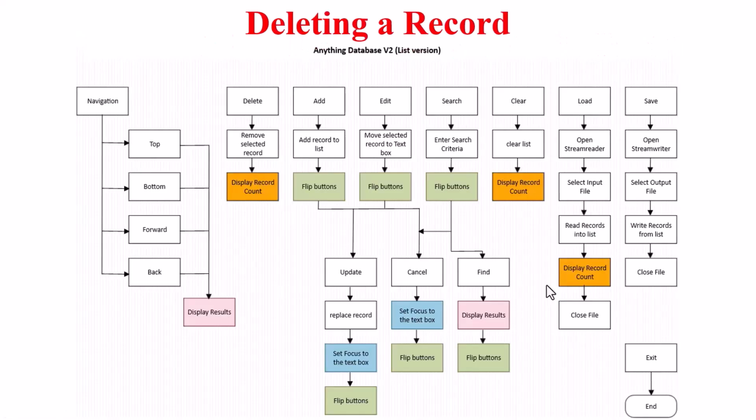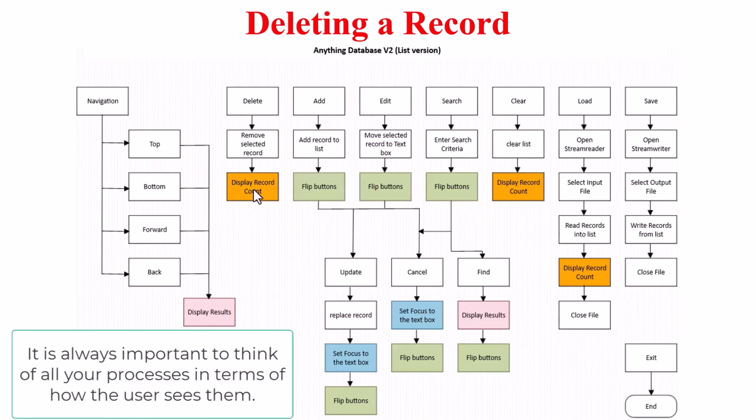If you look at the hierarchy chart, deleting a record looks fairly straightforward. We simply go in there, remove the selected record, and display our record count. When you think about this a little bit, deleting a record's fine, but it's also dangerous. You may not want to get rid of a record. You can't get it back. You have to type it in or recreate it. You might want to give the user a chance to make a decision on this, a last-minute decision. Do you want to delete it? Ask the question.